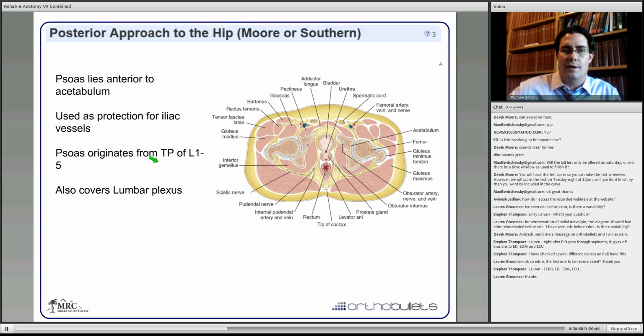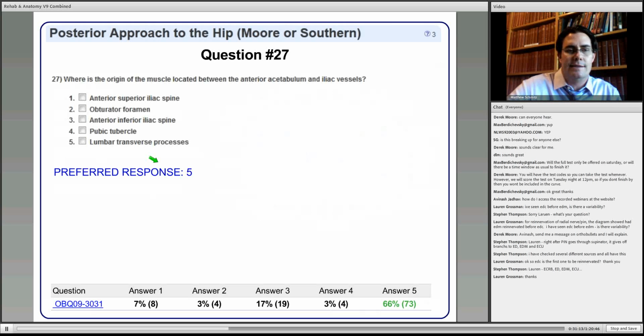Now, where does that come from? The psoas originates from the transverse processes of L1 through L5, and remember also that's how it helps cover your lumbar plexus when we look at some of our other anatomy questions. So the answer we're looking for in this question is the lumbar transverse processes, because they're talking about that psoas muscle and its origin. Looks like three-quarters of people were able to answer this correctly. The second place answer was anterior inferior iliac spine, so that would be your rectus femoris, which is a little bit further distal and is not in between the anterior acetabulum and the iliac vessels.